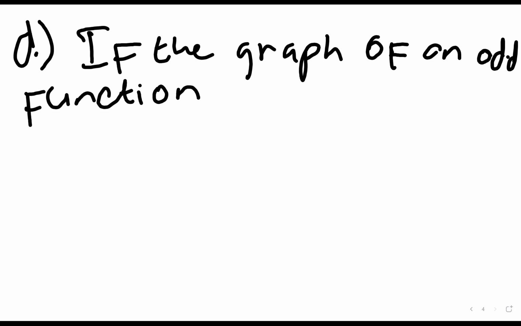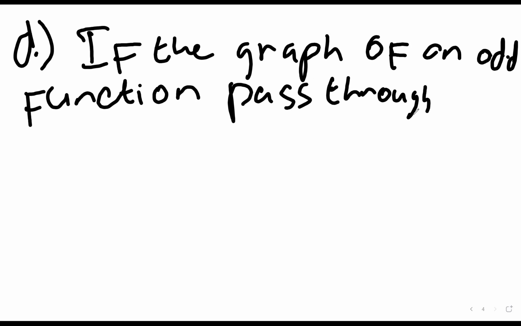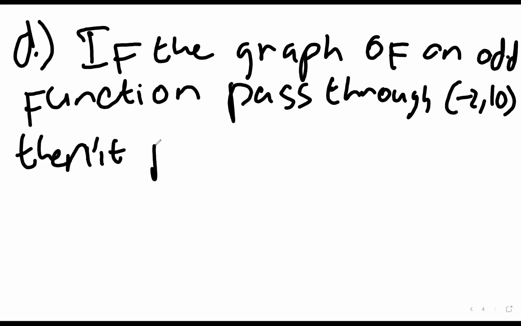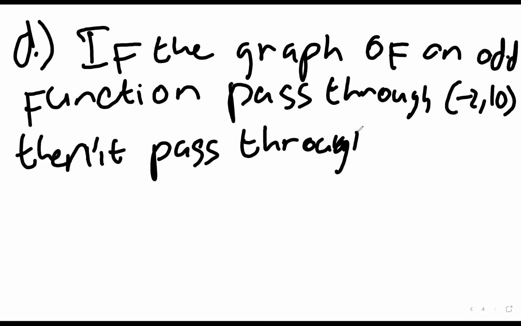let's say passes through the point, what is the point? Minus 2 comma 10, then it passes through what point from this?